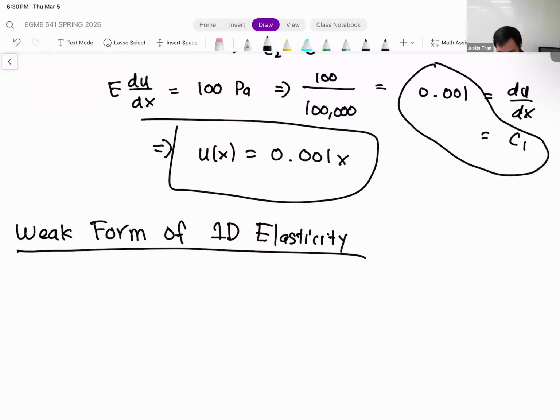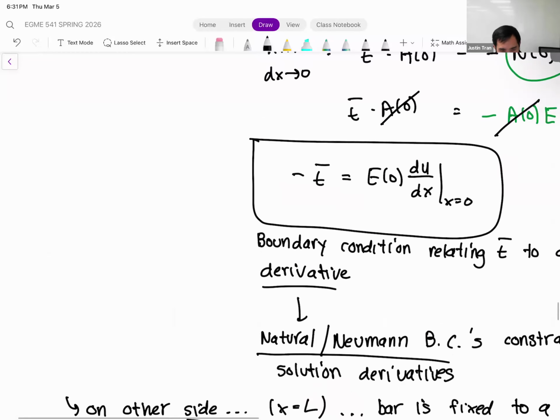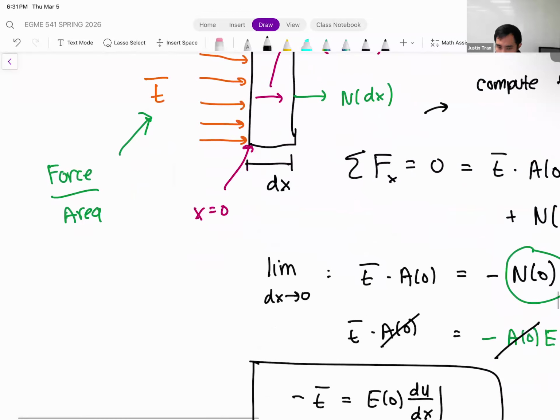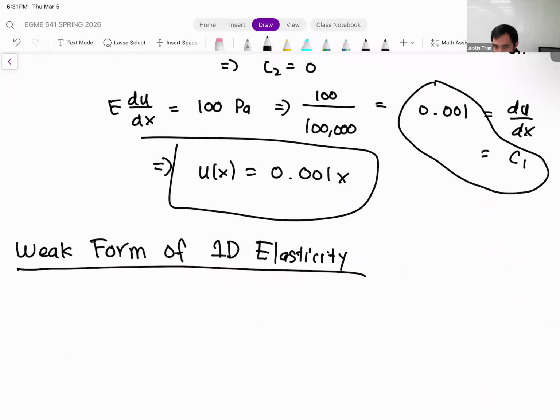The reason for that is that a lot of natural derivations, like the one that we just did, naturally lend themselves to the strong form of the equation. So to get the weak form, you first have to get the strong form, and then from the strong form, you get the weak form.